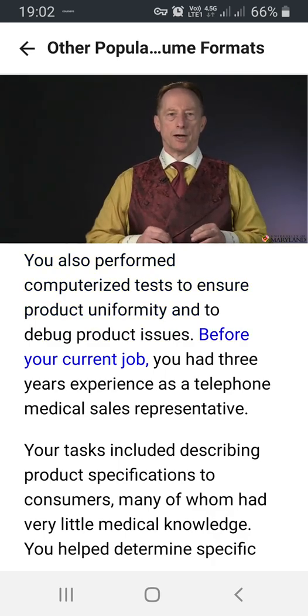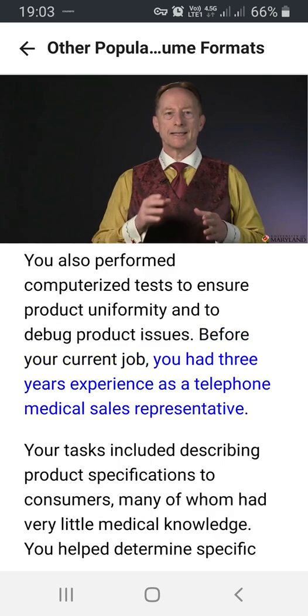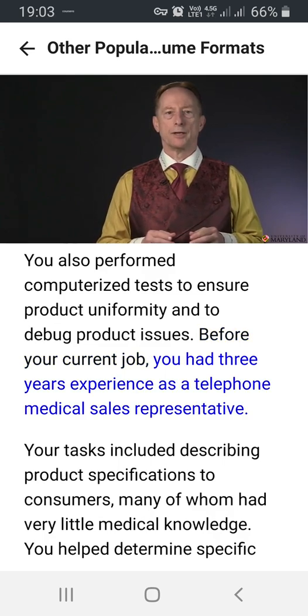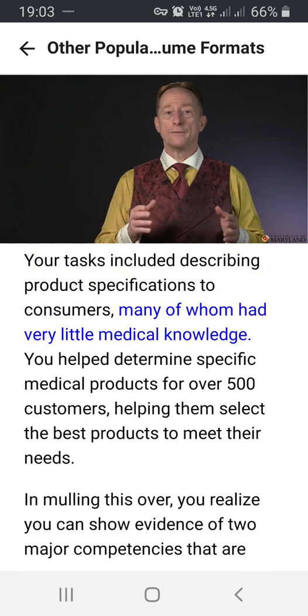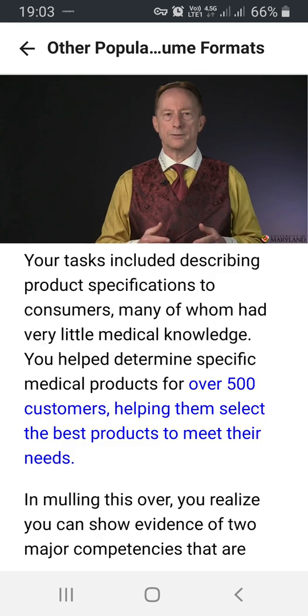Before your current job, you had 3 years' experience as a telephone medical sales representative. Your tasks included describing product specifications to consumers, many of whom had very little medical knowledge. You helped determine specific medical products for over 500 customers, helping them select the best products to meet their needs.